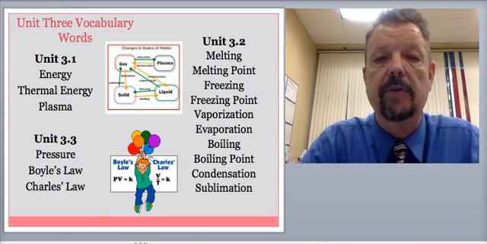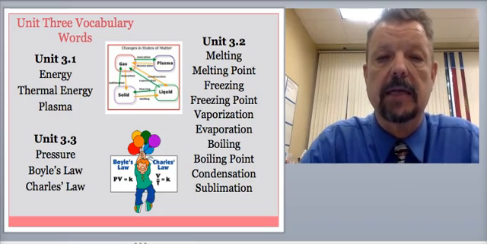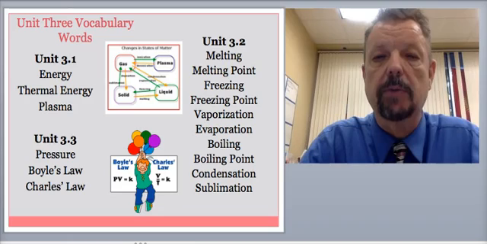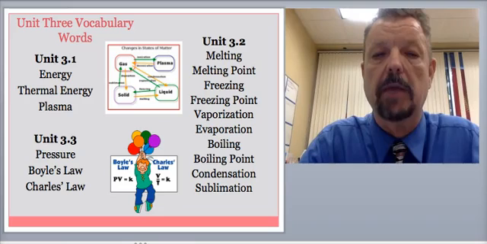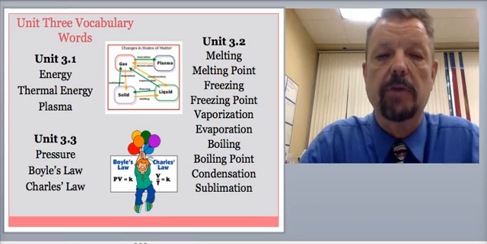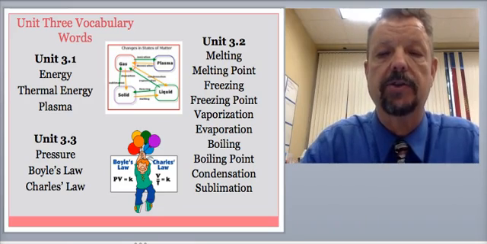Unit 3.1 vocabulary words are energy, thermal energy, and plasma. Be careful with plasma because it is the chemistry version of plasma and not the biology version. Unit 3.2 is melting, melting point, freezing, freezing point, vaporization, evaporation, boiling, boiling point, condensation, and sublimation. And Unit 3.3 would be pressure, Boyle's law, and Charles' law.